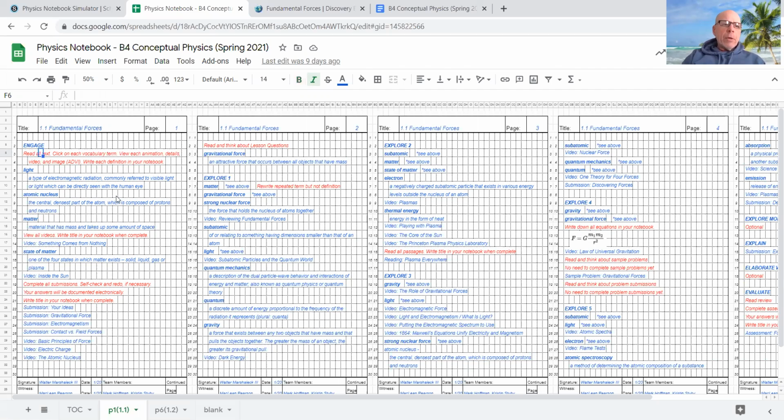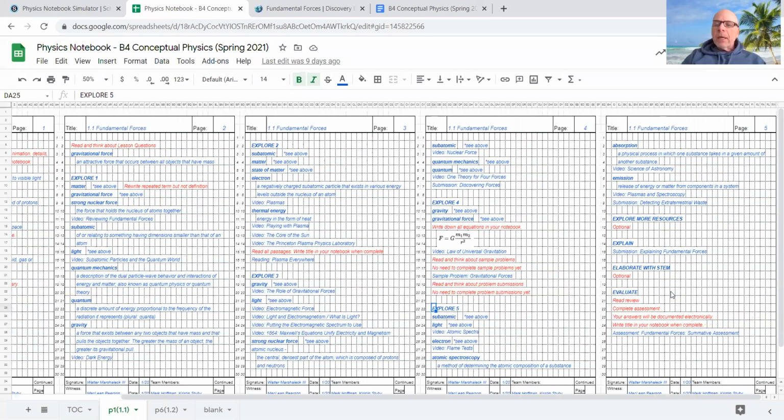I know I zoomed out and it might not be as easy to see, but it says engage. Then here it says explore 1, and then explore 2 and explore 3 and explore 4 and explore 5. Those are all pieces in a continuing series for the full 1.1 assignment. Then there's an explore more, an explain, an elaborate, and an evaluate. You notice that explore more is optional. You notice that elaborate is optional.